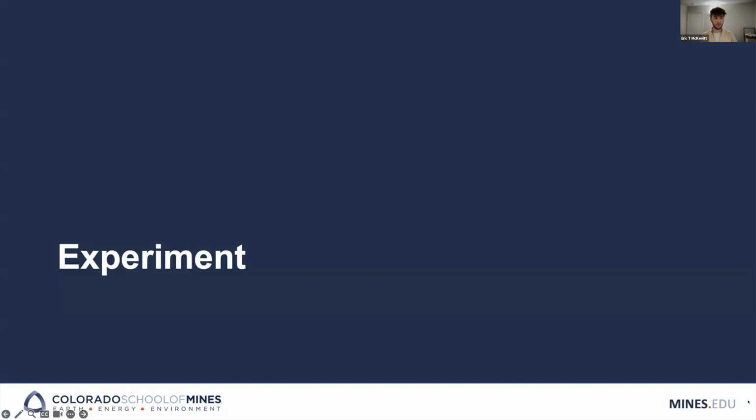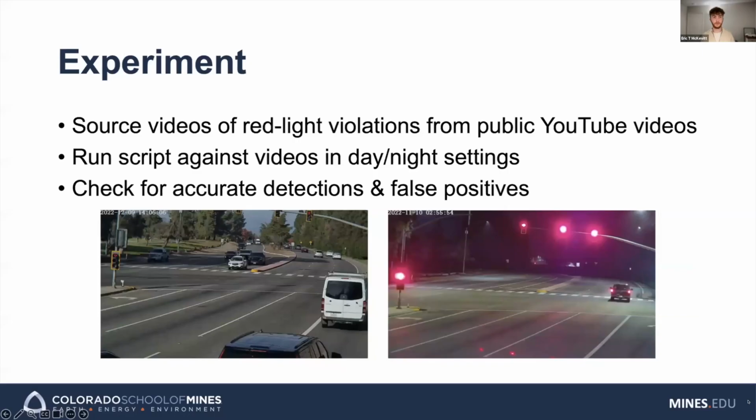So now let's talk about the experiment that I conducted. So I sourced videos of red light violations from public YouTube videos, and I made sure that these would span both day and nighttime settings. And the goal here was to run these through my program and check to see if each of the violations were caught by my system. And also importantly, to minimize the number of false positives. So with these two goals in mind, let's go ahead and check out the demo.